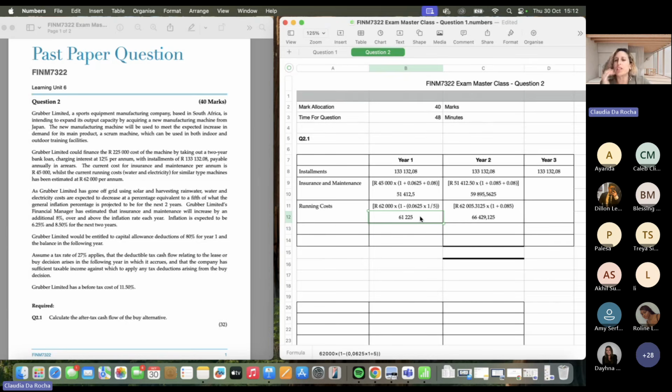Right, let's go to the next one. I must make sure here that it's right. So it's times the 1 minus. In other words, what they're saying is it should decrease at that rate. So I'm just taking it into account: 0.085 times the 1 divided by 5. So I have to bring that in here.